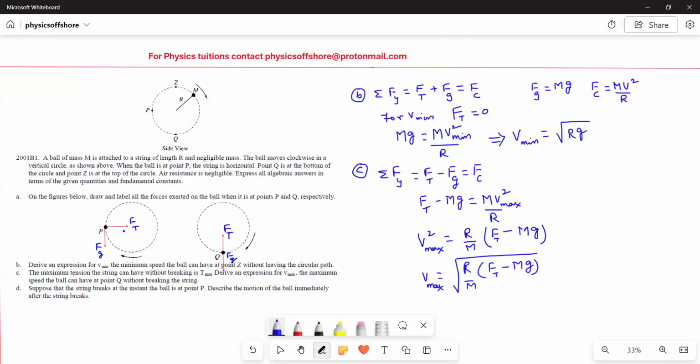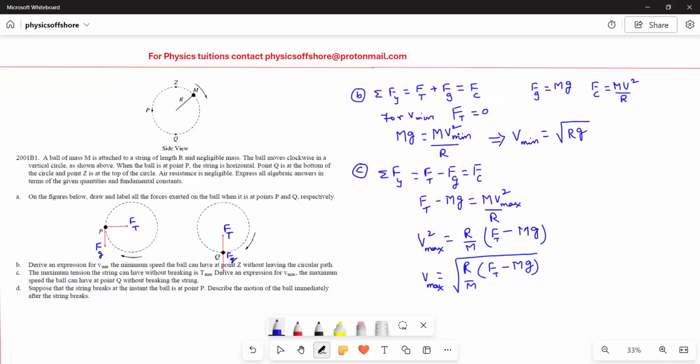Now, going back to the next bit, we will write the force equation. Sigma Fy is equal to F tension plus Fg is equal to Fc. And the condition for the minimum speed is that tension must be equal to 0. So here the tension becomes 0, therefore Fg is equal to Fc. So Fg and Fc are balancing each other. Gravity is the centripetal force contributing to the circular motion. We know Fg is equal to mg and Fc, the centripetal force, is equal to mv squared over r.